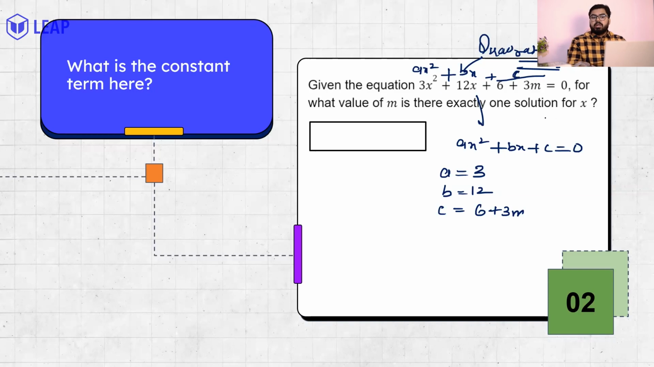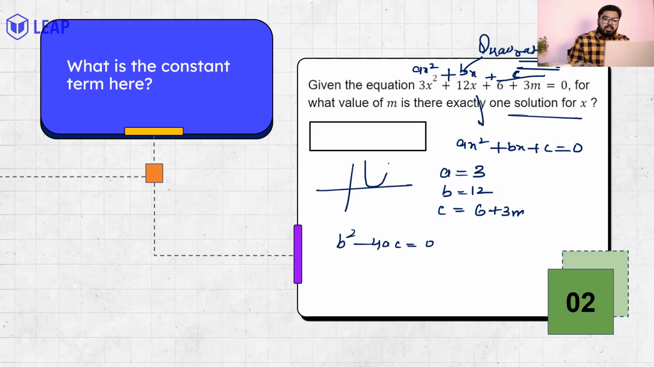Now, we want to have one solution. What is the condition for one solution for a quadratic equation? You remember? The condition for one solution is b square minus 4ac equal to 0. One solution means the parabola is having only one x-intercept, right? One x-intercept. So b square minus 4ac is 0.